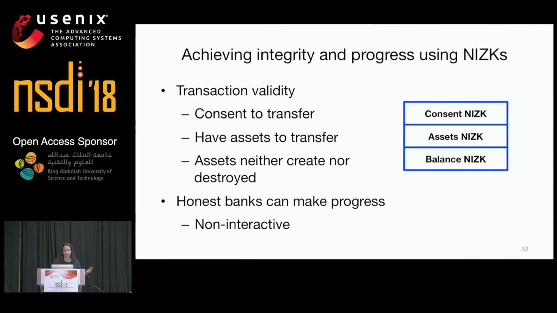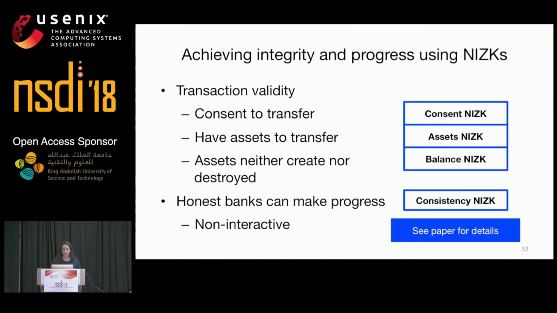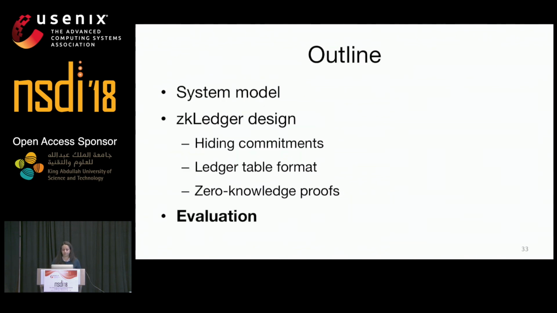We prove validity using the following set of NIZKs. There's one for consent, one to prove that a bank has assets, and another to prove that assets are conserved. But there's another set of proofs which allow a bank to produce a valid transaction without actually needing to interact with the other banks. If, for some reason, this bank produces an ill-formed transaction, everyone will be able to detect it, and they can reject the transaction from the ledger. And you can see our paper for more details on exactly how these proofs are constructed.